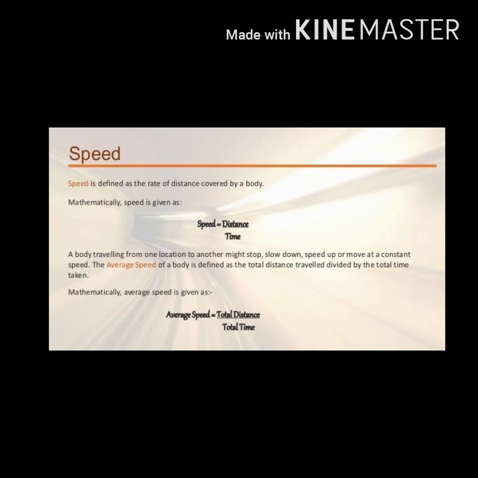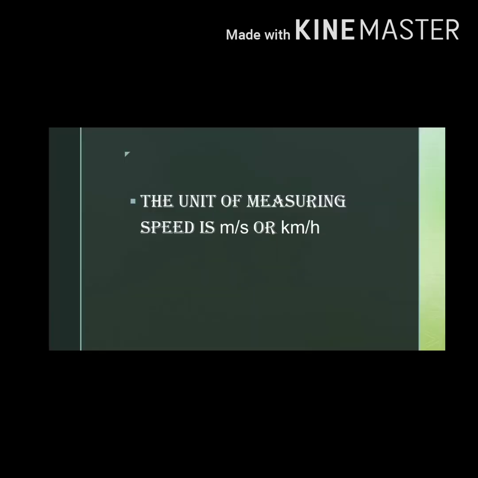A body traveling from one location to another might stop, slow down, speed up, or move at a constant speed. The average speed of a body is defined as the total distance traveled divided by the total time taken. That is, average speed equals total distance divided by total time. The unit of measuring speed is meter per second. Meter per second is the SI unit of speed.